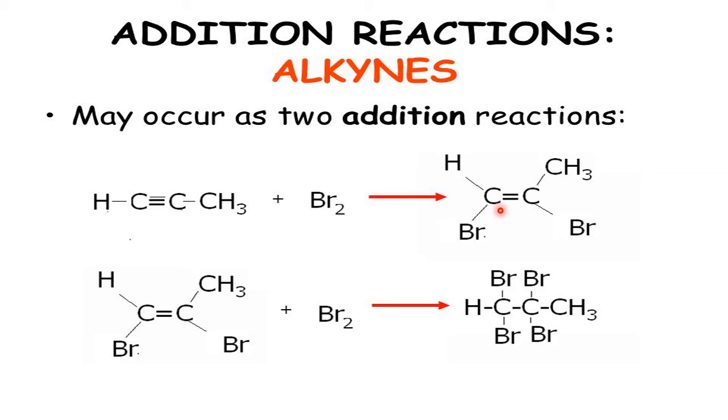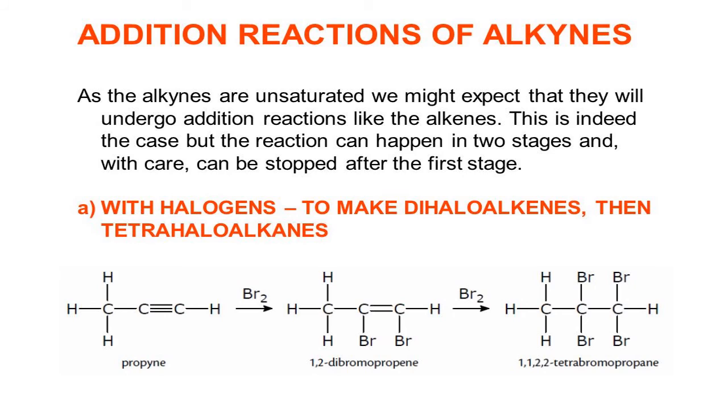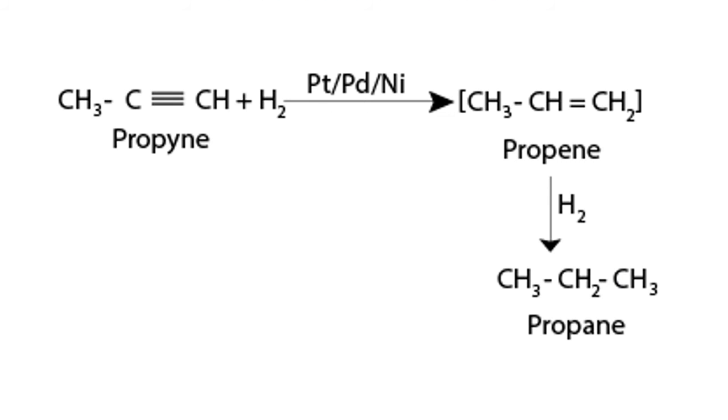So again it depends on what? As usual, I said conditions. Either you can stop here or you can continue. This is bromine: triple to double, double to single. Say propyne with hydrogen. Okay, double, propene, propane, saturated.